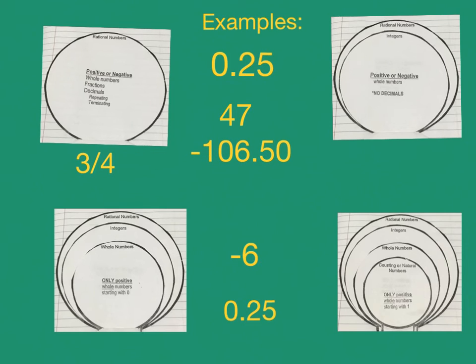3/4, again, rational numbers can have fractions, so that's okay. If I go to the next category, integers say whole numbers only. So that's as far as I could go. A fraction can only be a rational number.